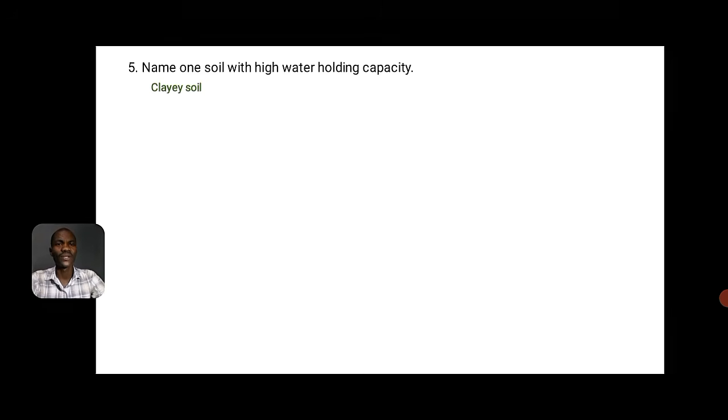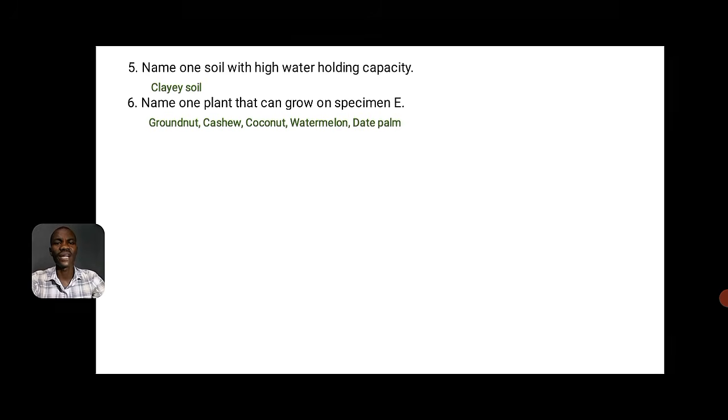Number six, name one plant that can grow on specimen E. Specimen E is sandy soil. Remember, we have a variety of answers here. We have groundnut, cashew, cocoa, watermelon, and date palm. In fact, groundnut and coconut are plants of choice that grow well on sandy soil.